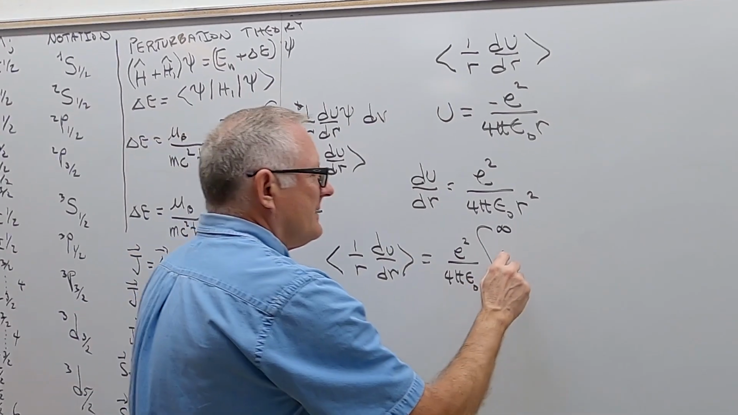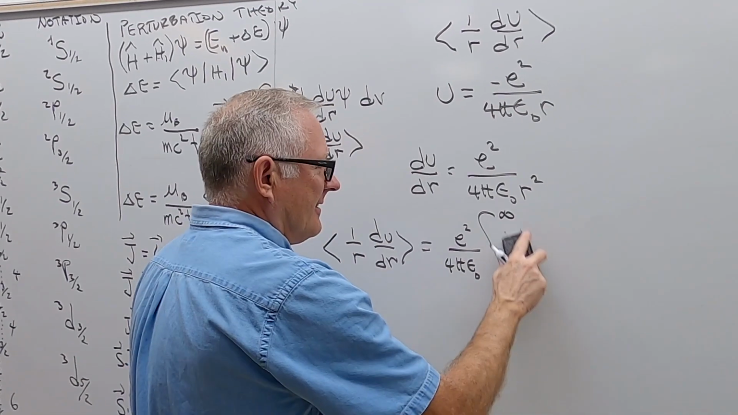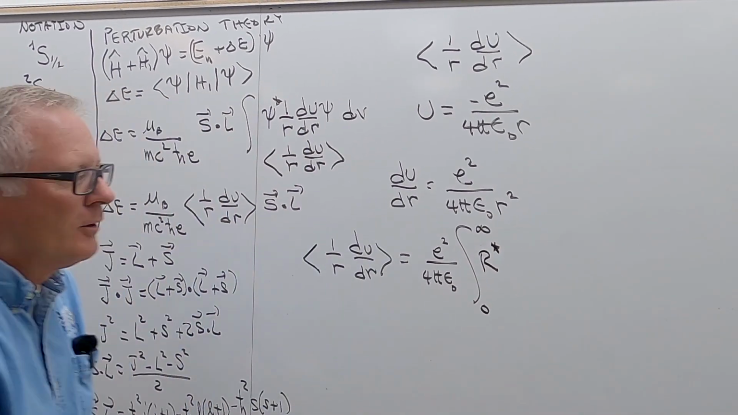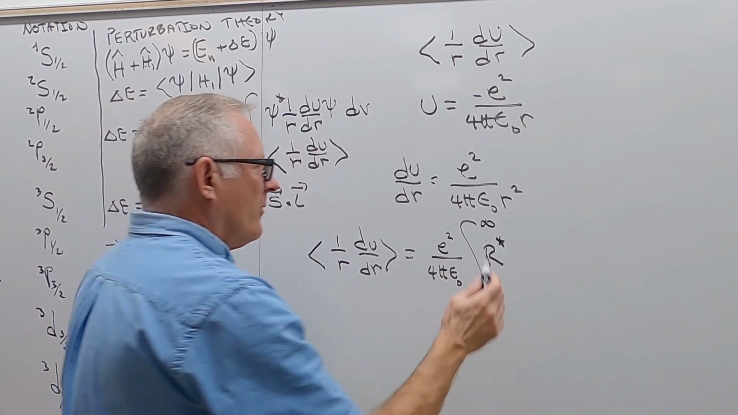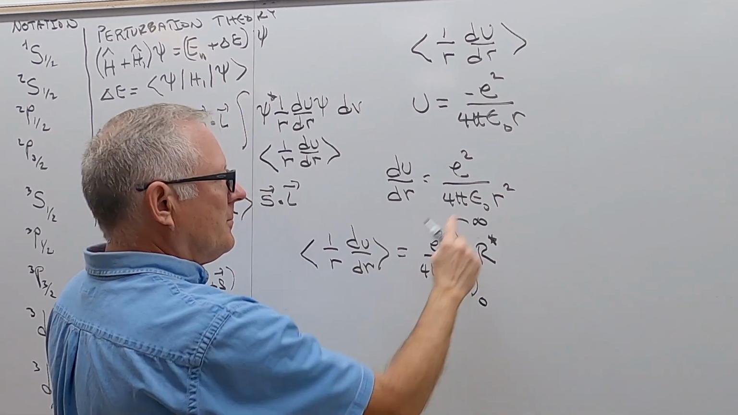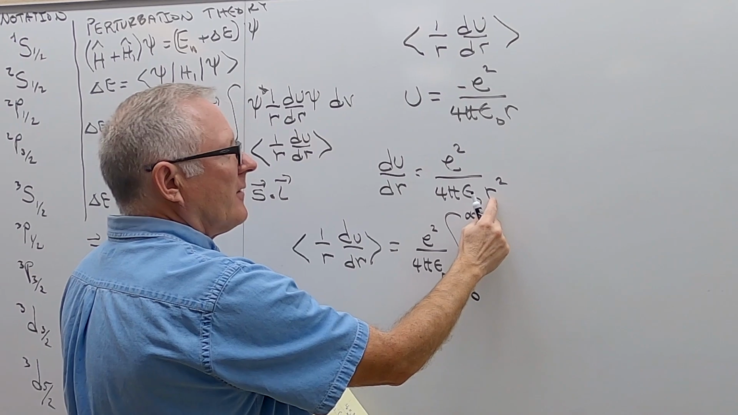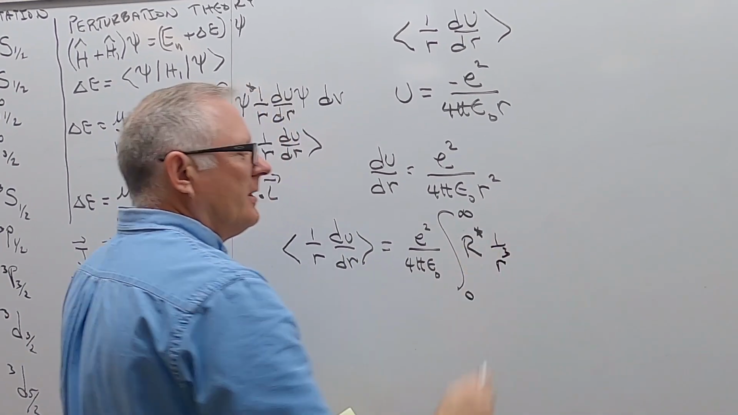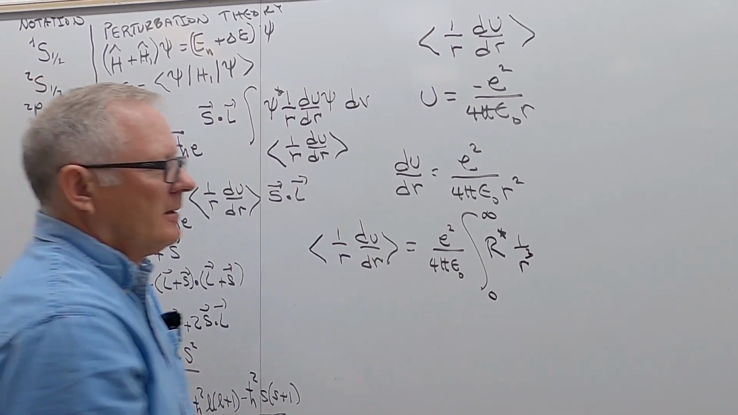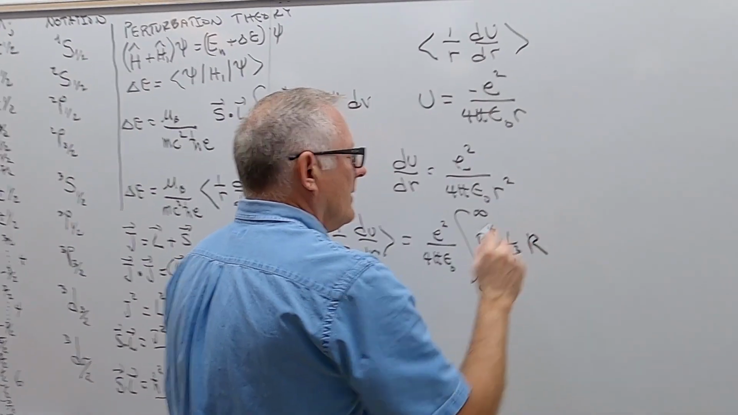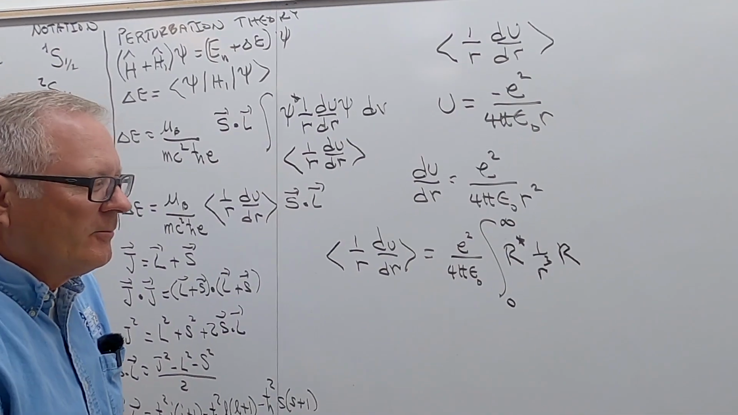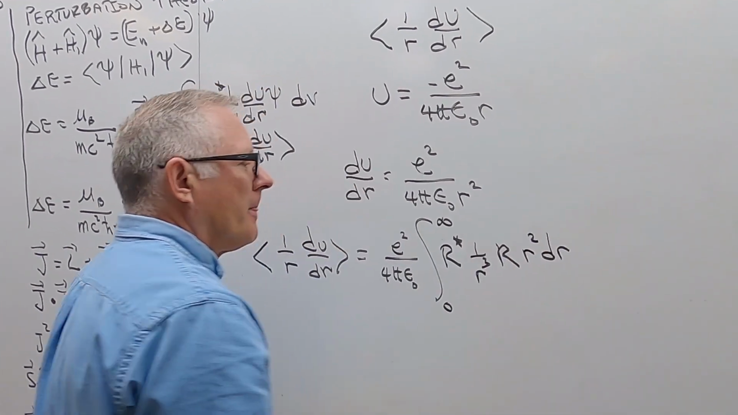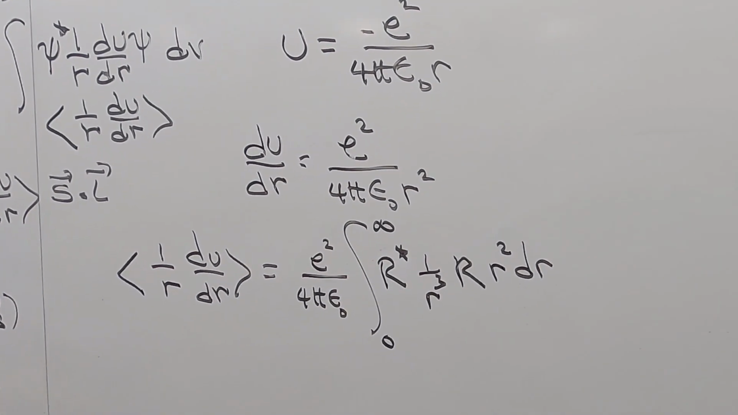So we get, remember, psi star, well, r star, times what we're trying to integrate. It would just be 1 over r cubed, because we have an r squared there and another r, so you've got 1 over r cubed, times r. And then with our volume, we have an r squared dr.